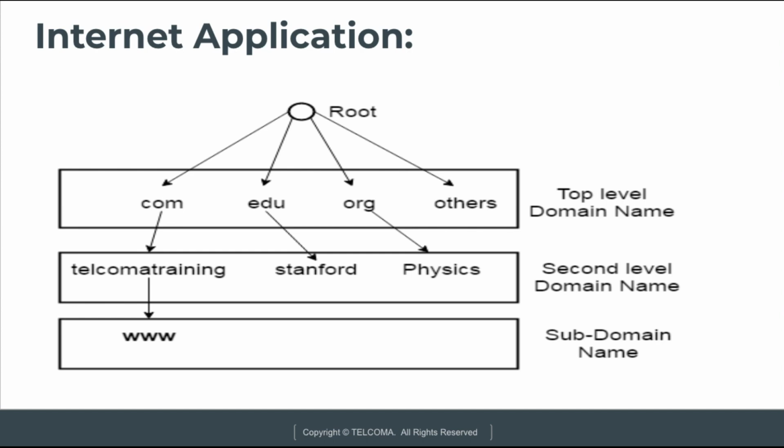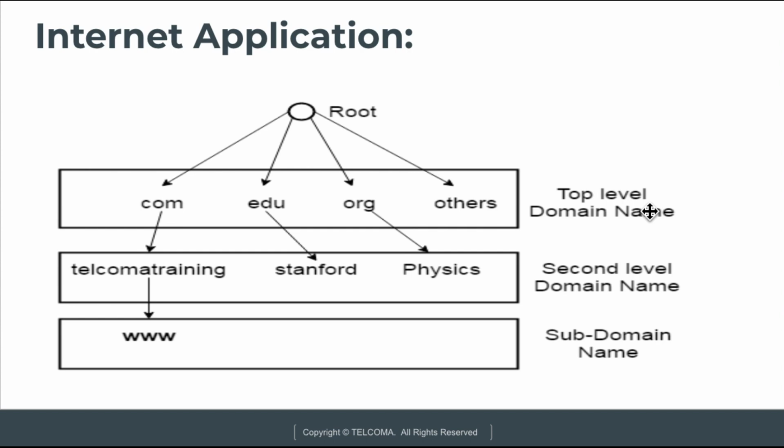Here it is representing the domain namespace hierarchical diagram. This one is the root server. The root server will contain the top level domain names like com, edu, org and others, and this top level domain is controlled by ICANN, that is, the Internet Corporation for Assigned Names and Numbers.